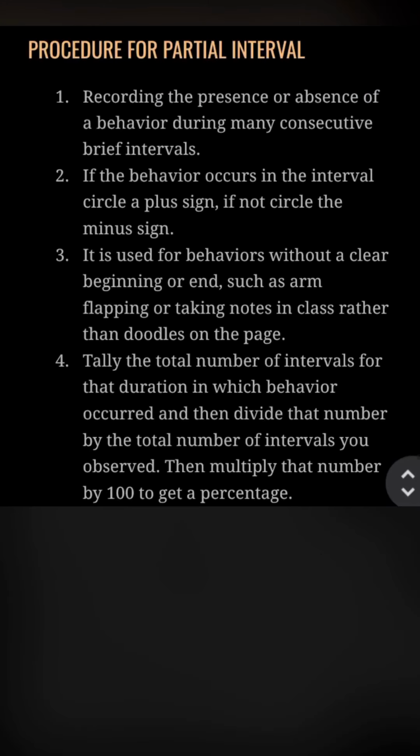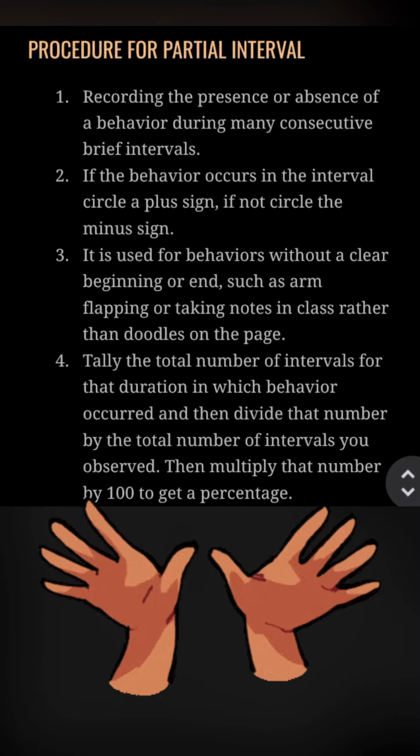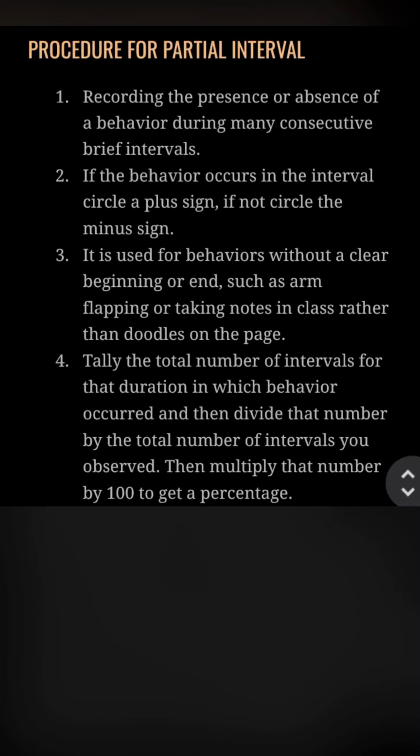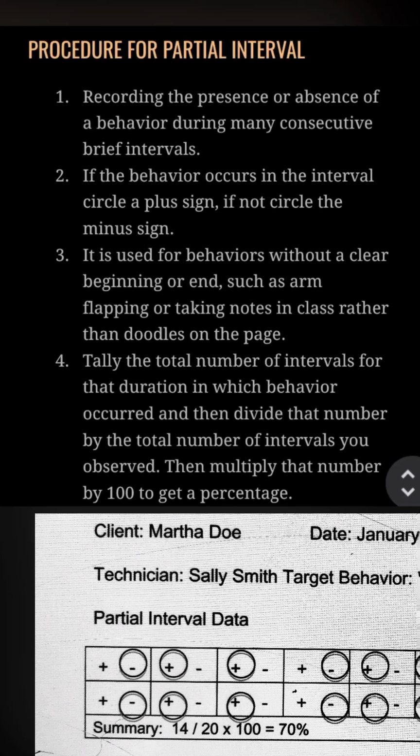Procedure for partial interval: recording the presence or absence of a behavior during many consecutive brief intervals. If the behavior occurs in the interval, circle a plus sign. If not, circle the minus sign. It is used for behaviors without a clear beginning or end, such as arm flapping or taking notes in class rather than doodles on the page. Tally the total number of intervals in which the behavior occurred, and then divide that number by the total number of intervals you have observed. Then multiply that number by 100 to get a percentage.